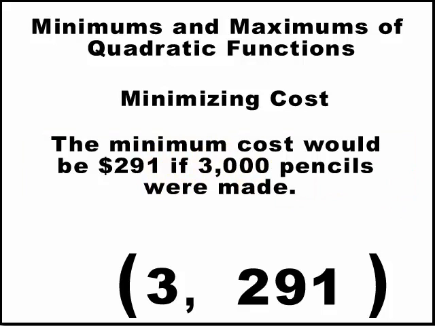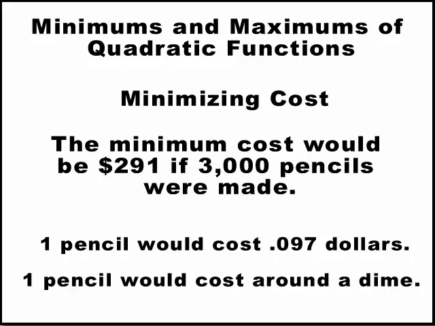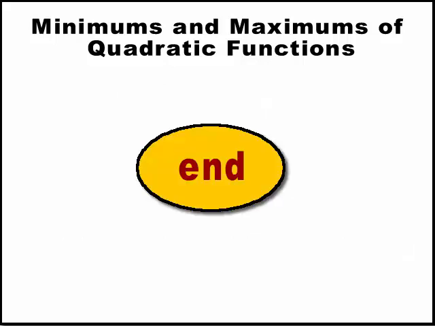And you want to figure out unit price there. So you divide 291 by 3,000, and it comes out to about $0.097 for one pencil, which is about 9.7 cents, a little less than a dime a pencil. But that's it. That's how you find minimums and maximums of quadratic equations.